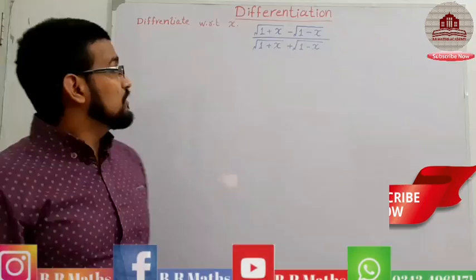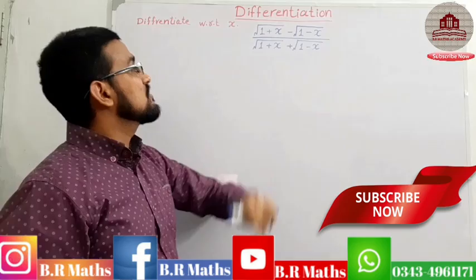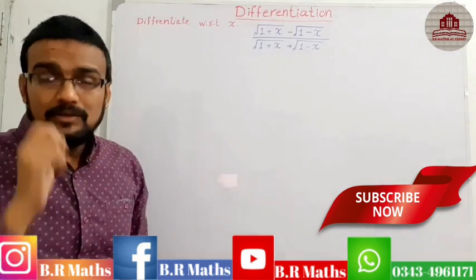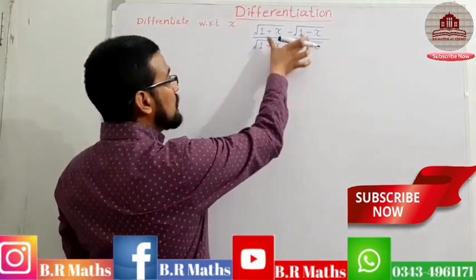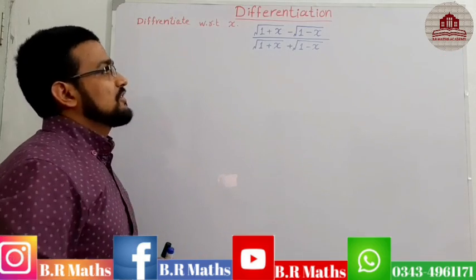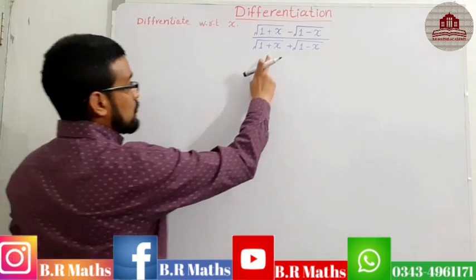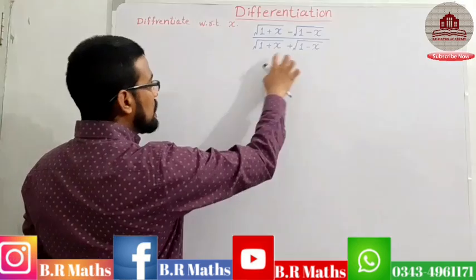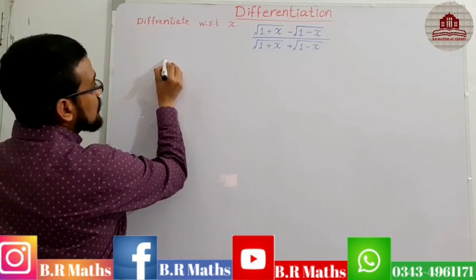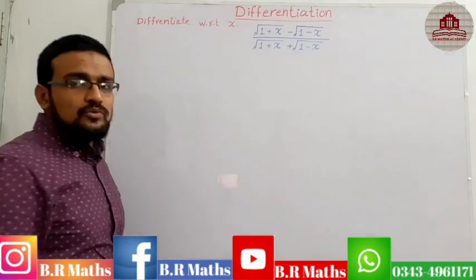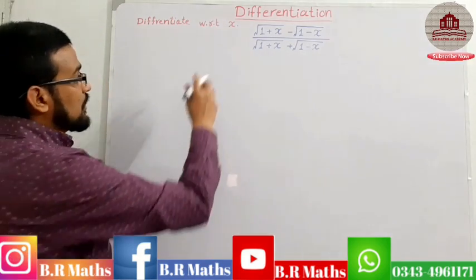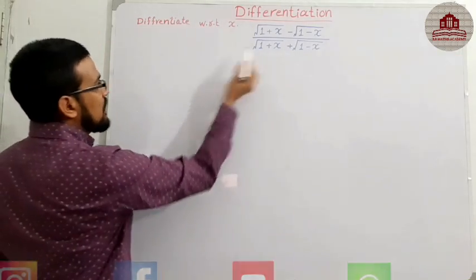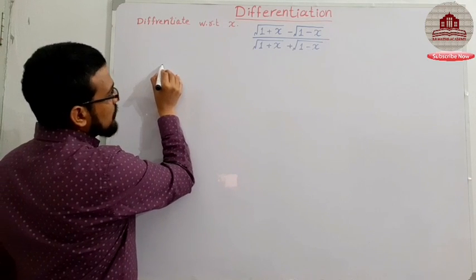This is a question: differentiate with respect to x. You can see this is a quotient rule question. But before differentiating, first remove the square root from the denominator. For removing the square root from the denominator, you multiply and divide by its conjugate. This is called rationalization. So rationalize the denominator first, then the question becomes easy.